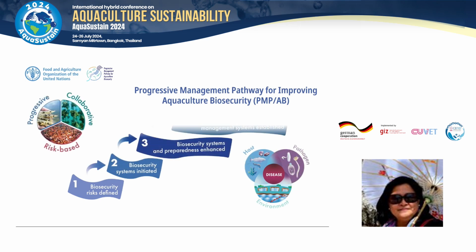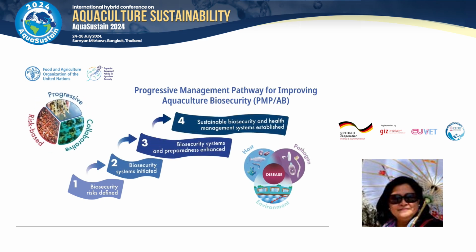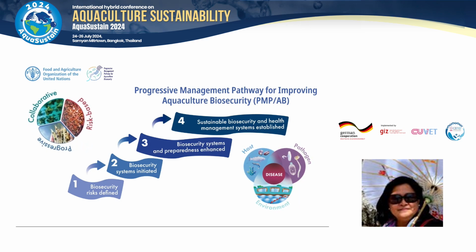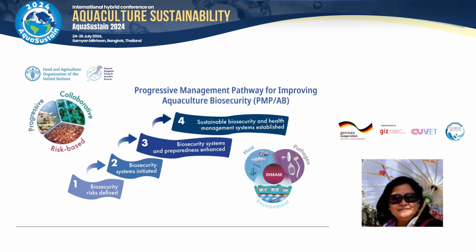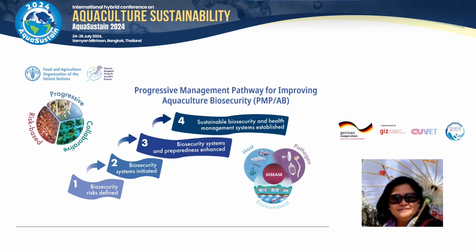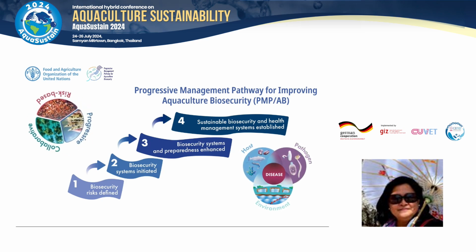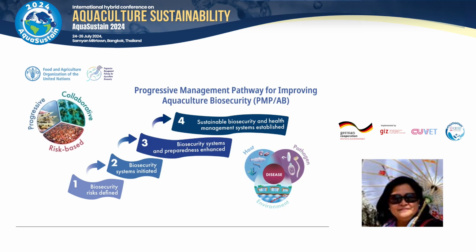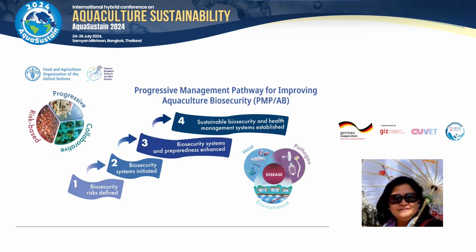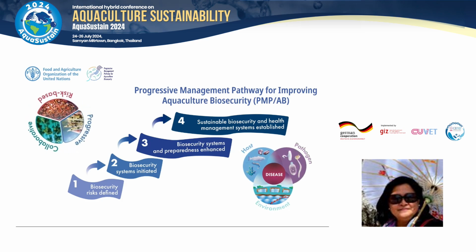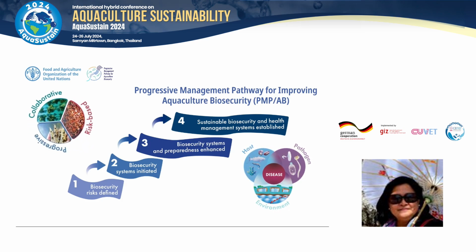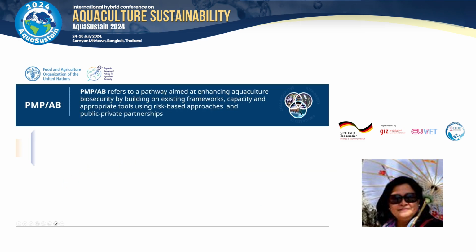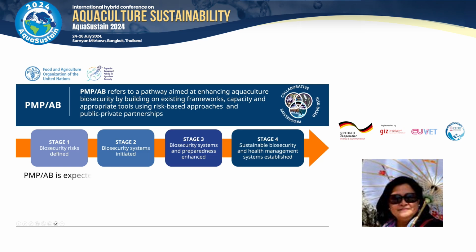Let me now take you to this initiative that FAO and partners have developed called the Progressive Management Pathway for Improving Aquaculture Biosecurity, or PMP/AB. It follows the principles of being risk-based, progressive, and collaborative. A good understanding of the relationship between the host, the pathogen, and the environment affected by human actions is key to the implementation of the PMP/AB. So what is PMP/AB? It is a new way to handle disease challenges.